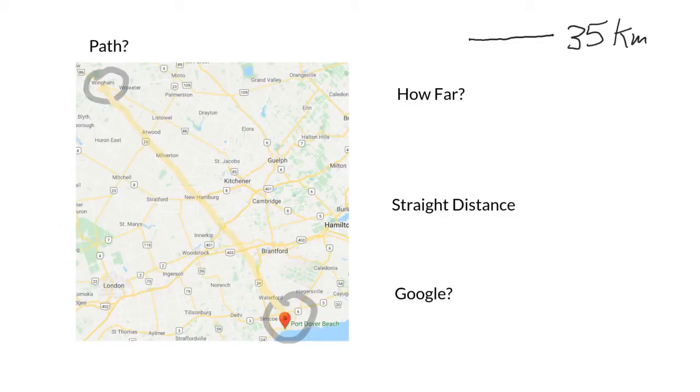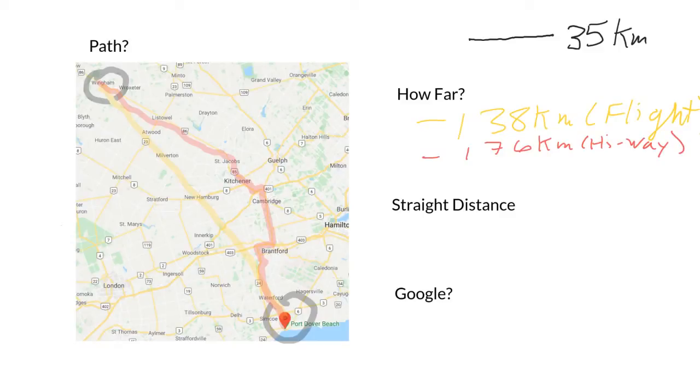But we have cars. So imagine if we figured out that we wanted to drive from Wingham all the way down through Kitchener, go down to the 401, cut across, then take Highway 6, and then drive straight down Highway 24 and all the way down to Port Dover. Well, it turns out that distance is about 176 kilometers by the highway, i.e. through Kitchener and hitting the highway, or by flying 138 kilometers, like I said.